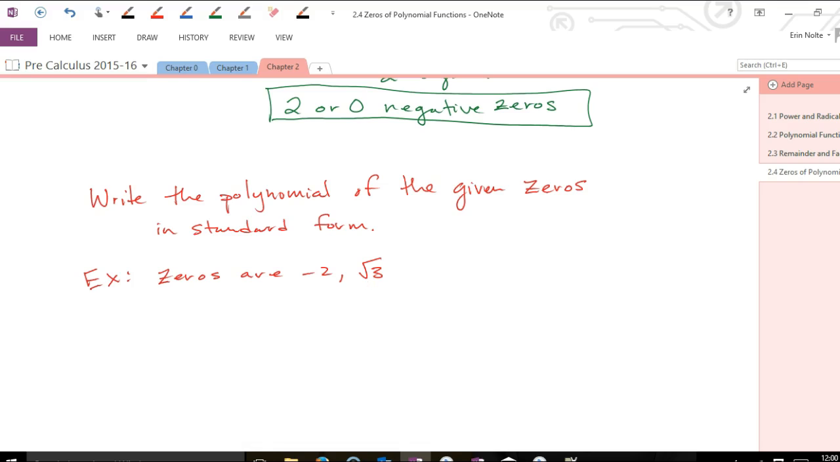Okay, so what is the quantity that would give me a zero of -2? X plus 2. Oops, I just wrote 3. 2. Good lord. Okay. What is the quantity that would give me a square root of 3? Oh, you guys are fast. Okay, everybody said x squared minus 3.